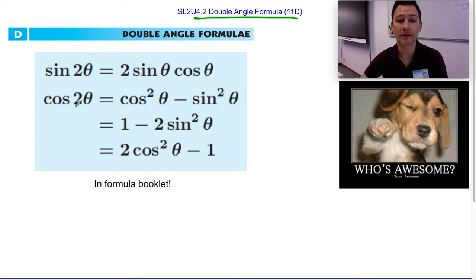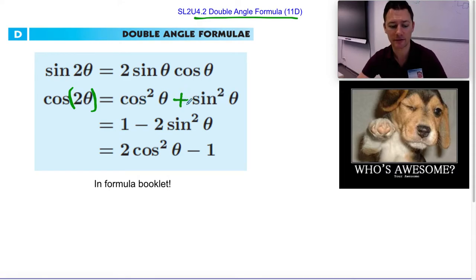Also, cosine has some interchangeable bits. Cosine of 2 theta can be called cosine squared of theta minus sine squared theta. Don't confuse this with the plus that equals 1. This is cosine squared theta minus sine squared theta. It has to be in that order.